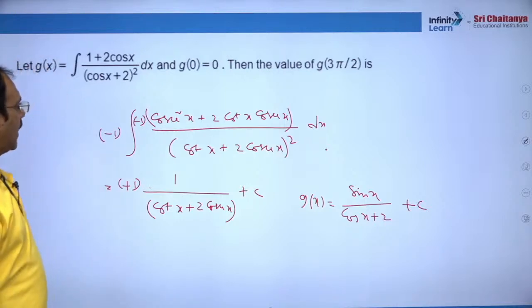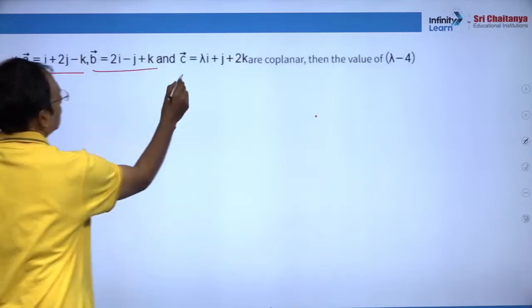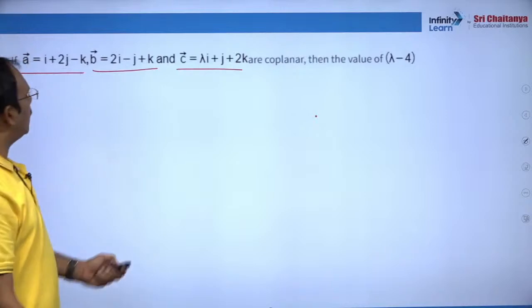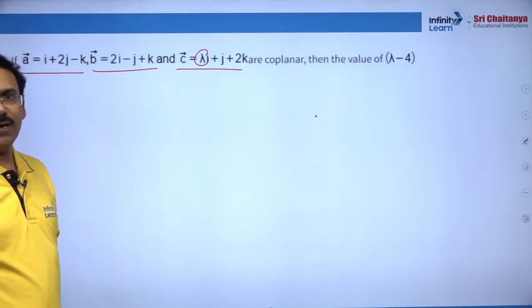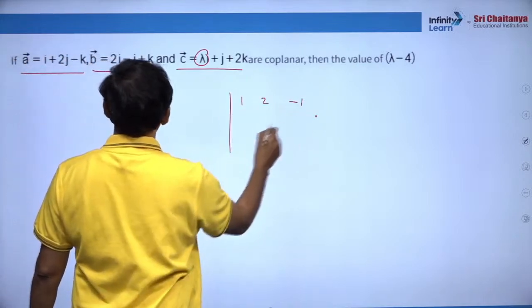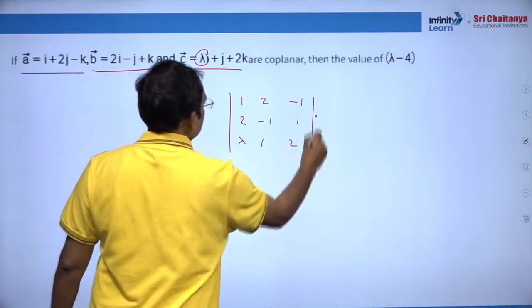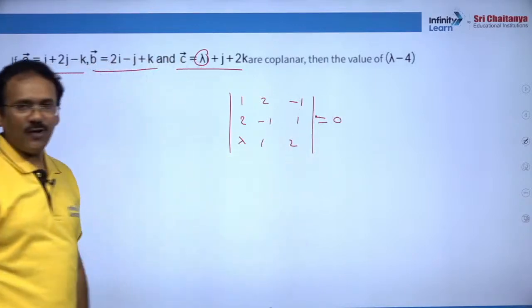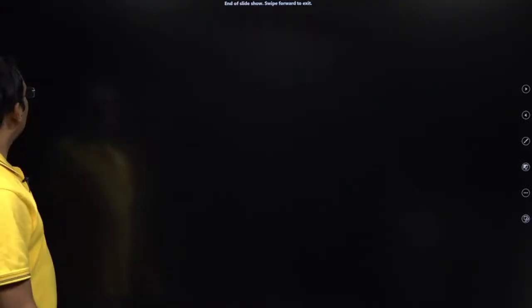Next, you see a bar, b bar, c bar are given in which lambda is the unknown. Coplanar, 3 vectors coplanar means their box product is 0, the determinant is 0. 1 2 minus 1, 2 minus 1 1, lambda 1 2, this determinant must be 0. You will get lambda value, you can find lambda is minus 4.